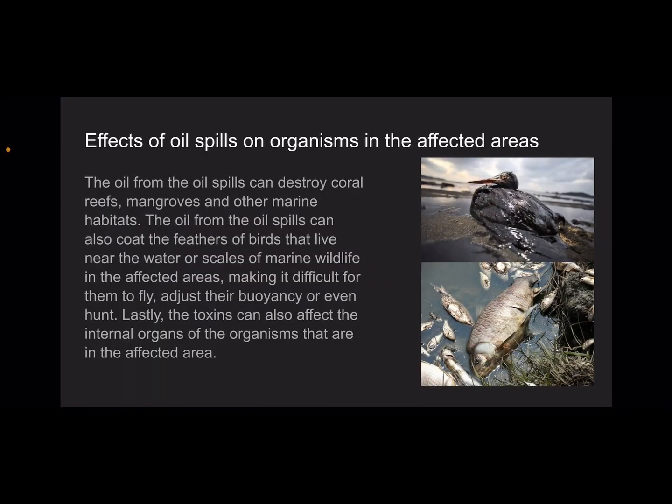Effects of oil spills on organisms in the affected areas. The oil from oil spills can destroy coral reefs, mangroves, and other marine habitats. The oil can also coat the feathers of birds that live near the water or the scales of marine wildlife in the affected areas, making it difficult for them to fly, adjust their buoyancy, or even hunt for food. Lastly, the toxins can also affect the internal organs of the organisms in the affected areas.